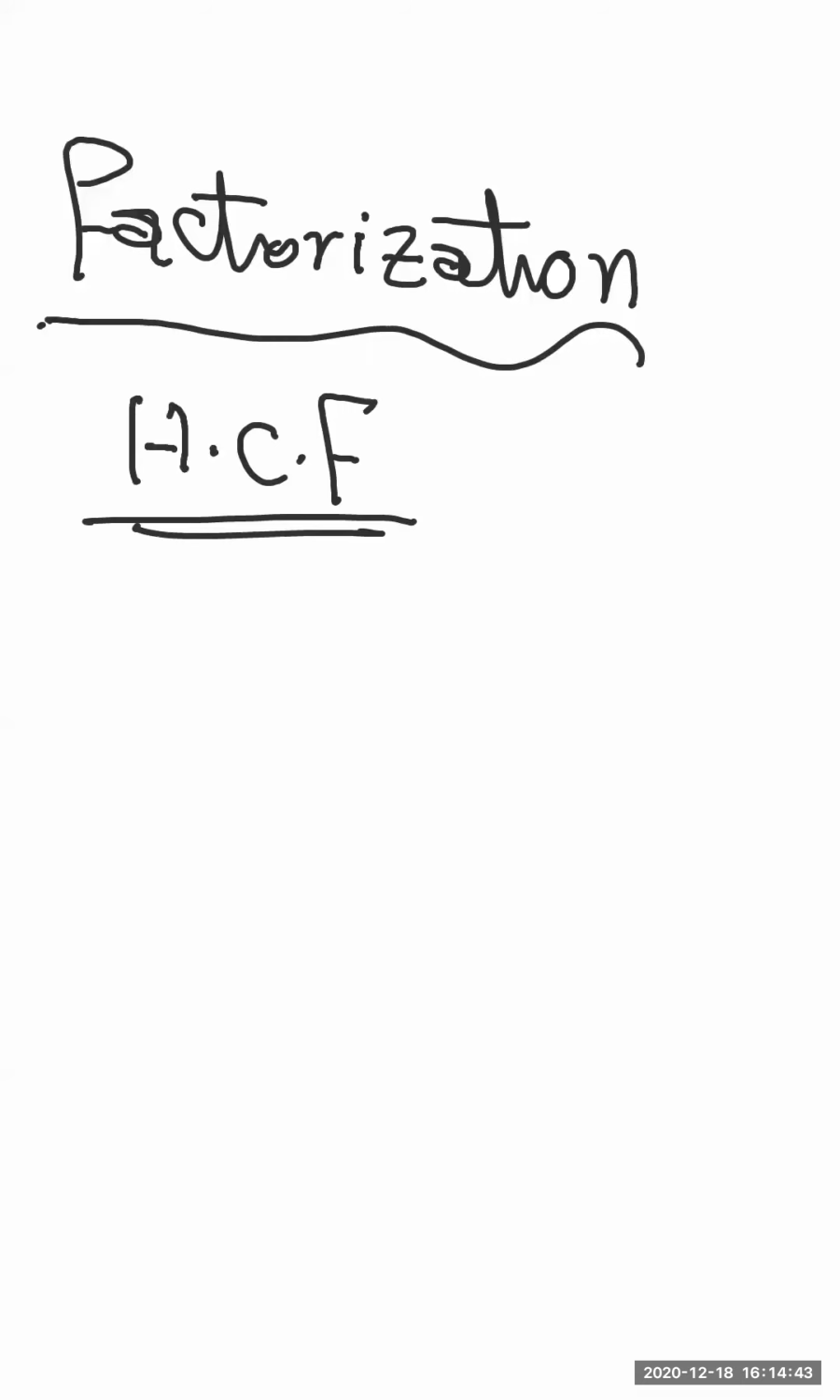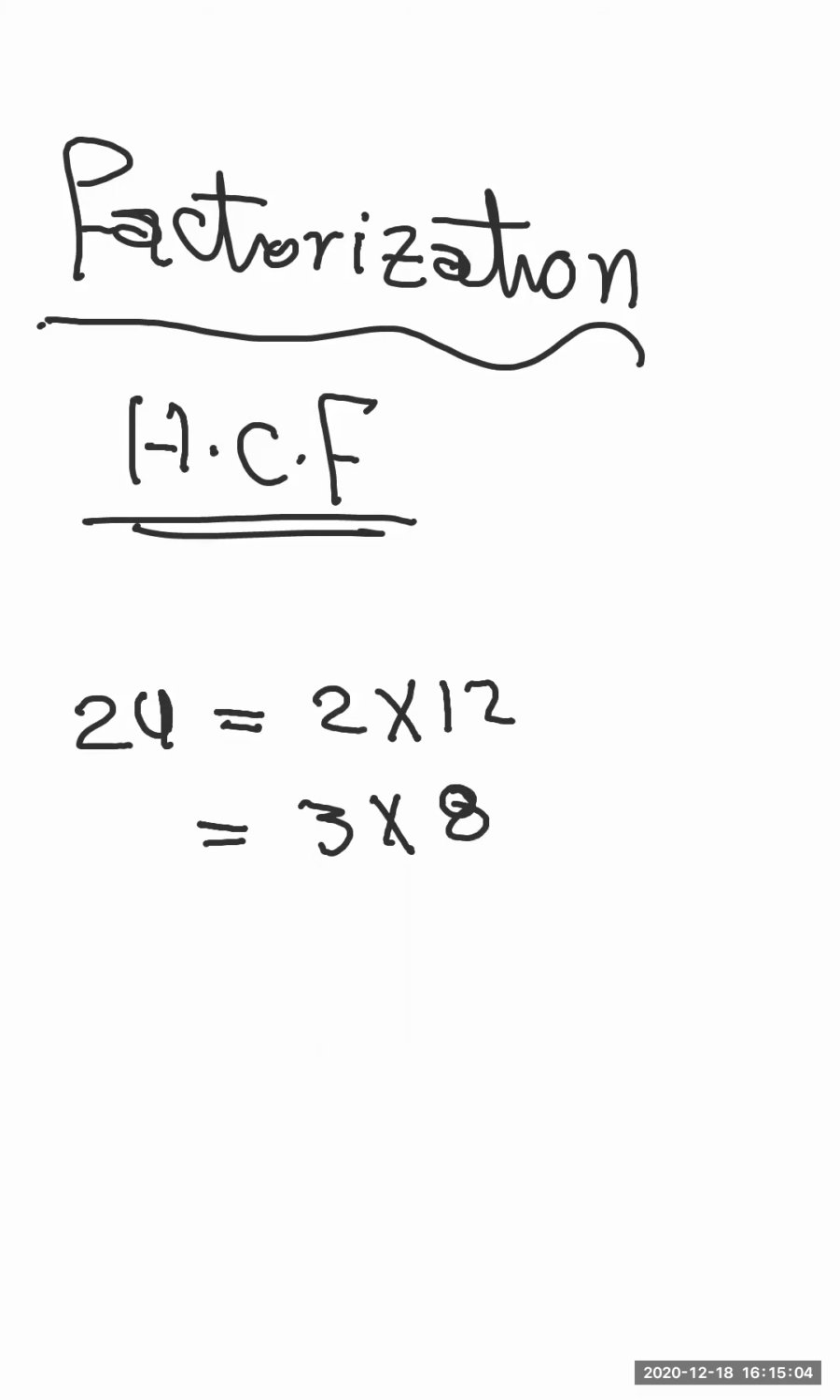Okay, guys, in the beginning, if there is a number like 24, for example, I can factorize this number into different factors. Like the first one is 2 times 12. Also 24 equals 3 times 8, and so on. So this is simply factorization.